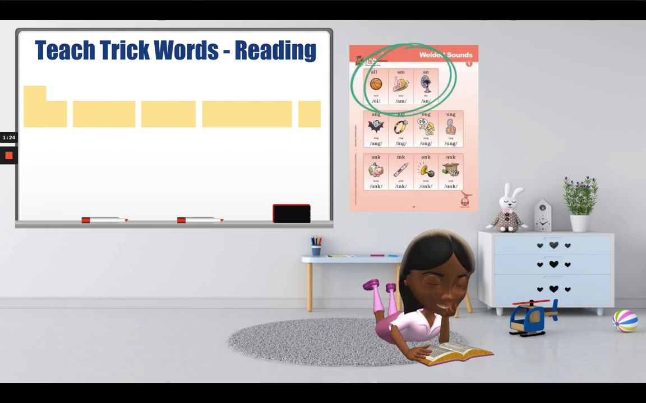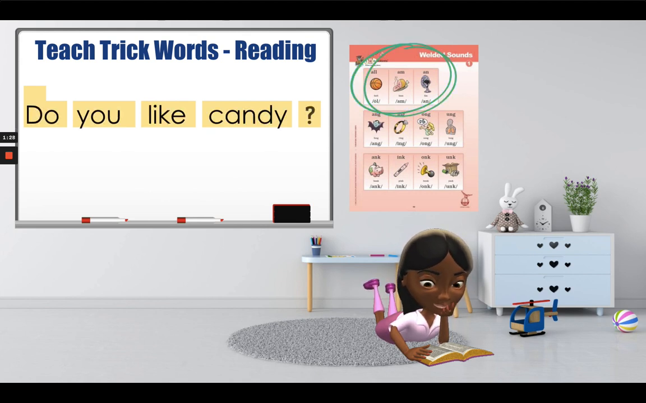Our trick word is going to be in this sentence. Do you like candy? I'm going to circle the trick word and I'm going to reread the sentence. I'd like to see if you can read the trick word. Do you like candy? Do you know what the trick word is? You got it. The trick word is do.